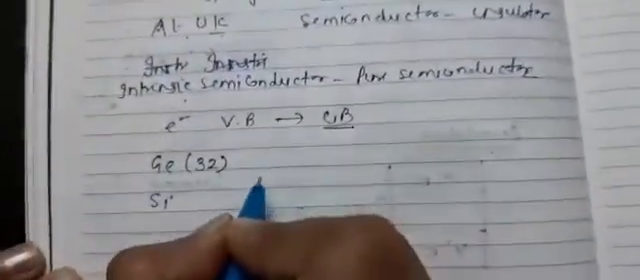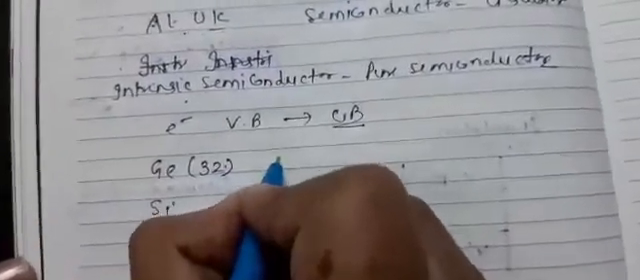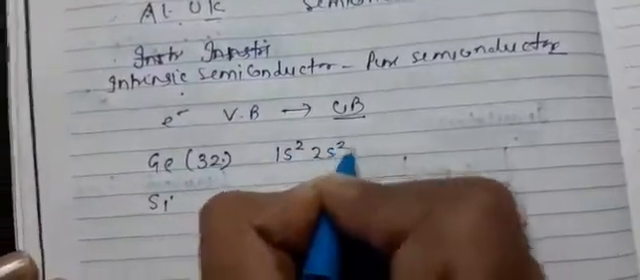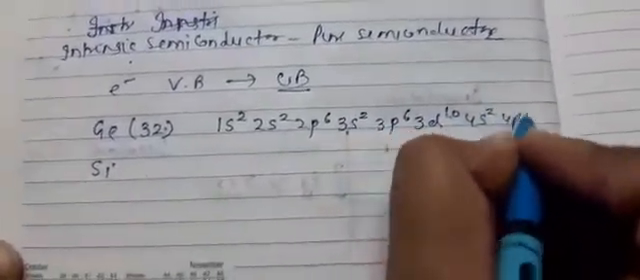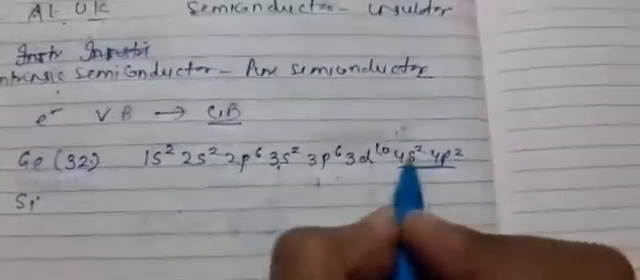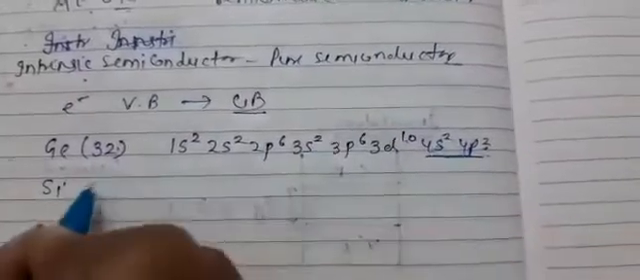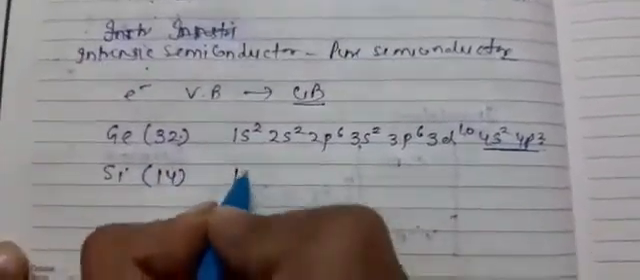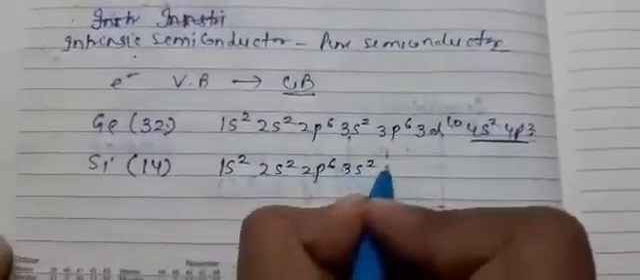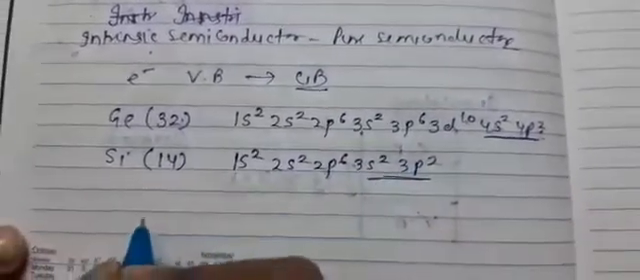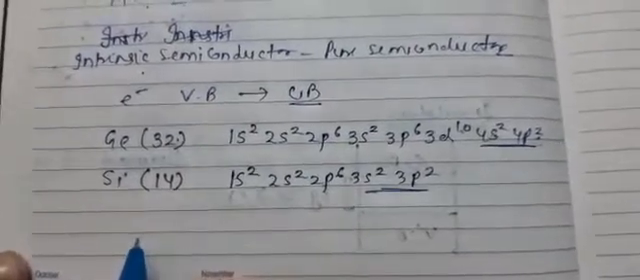Now, if we take germanium and silicon, as we know germanium has atomic number 32. So the electronic configuration for germanium is 1s2, 2s2, 2p6, 3s2, 3p6, 3d10, 4s2, 4p2. It means you can see here the 4 electrons are treated as valence electrons. Whereas for silicon, the electronic configuration is 1s2, 2s2, 2p6, 3s2, 3p2. Again you can see 4 valence electrons. So both the atoms have 4 valence electrons.